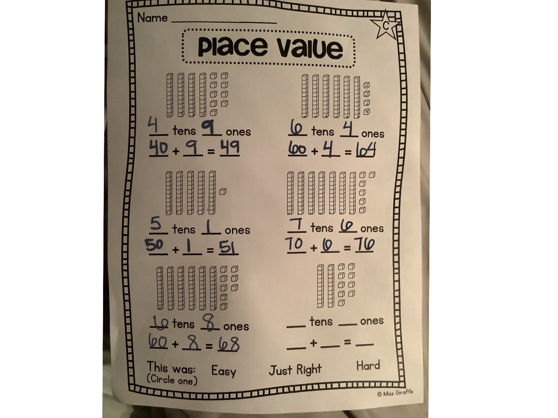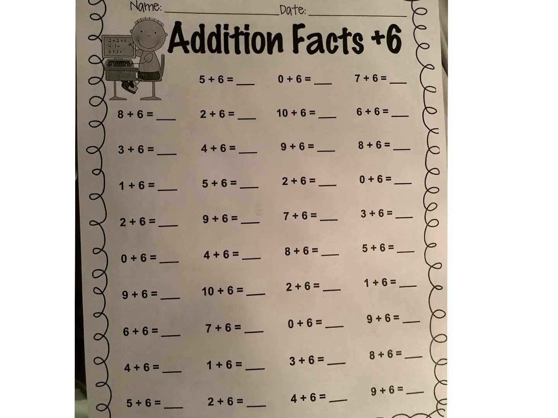Okay, the last one. How many tens do I have? 2 tens. How many ones? 9 ones. So if I have 2 tens, that's 20 plus 9 equals 29. Very good, boys and girls. If you were able to do all of those problems with me, give yourself a smiley face and turn your paper over. Now we're going to practice addition facts plus 6.